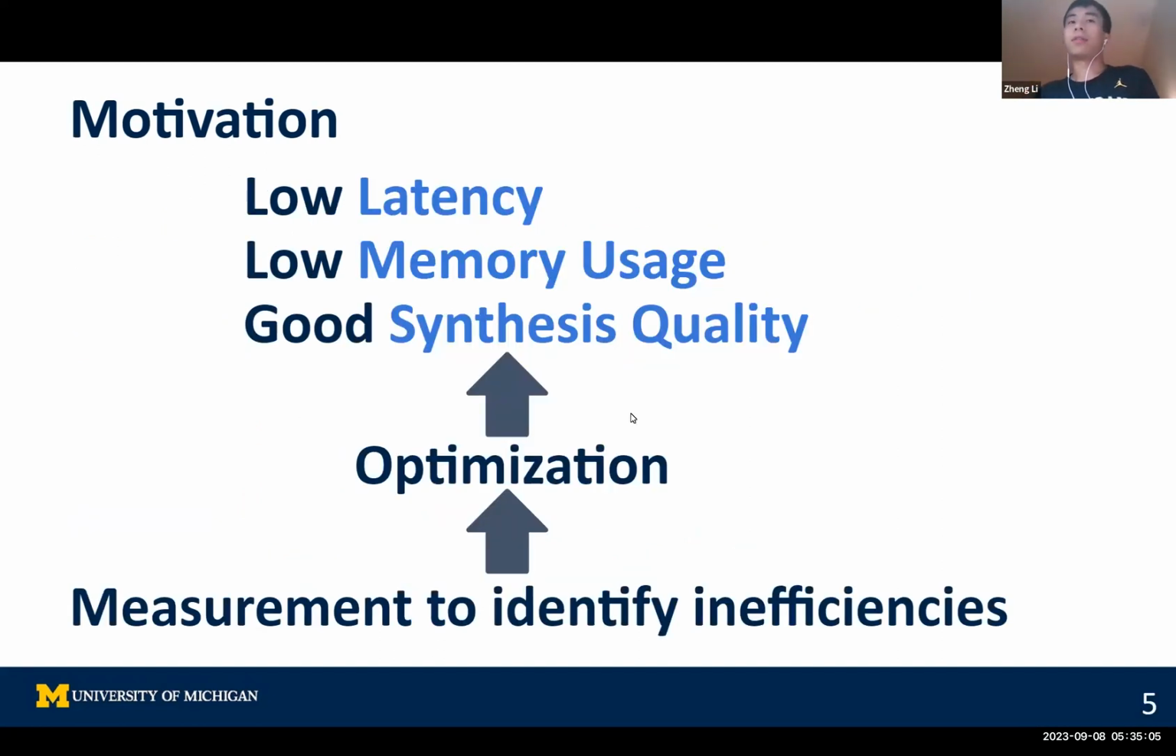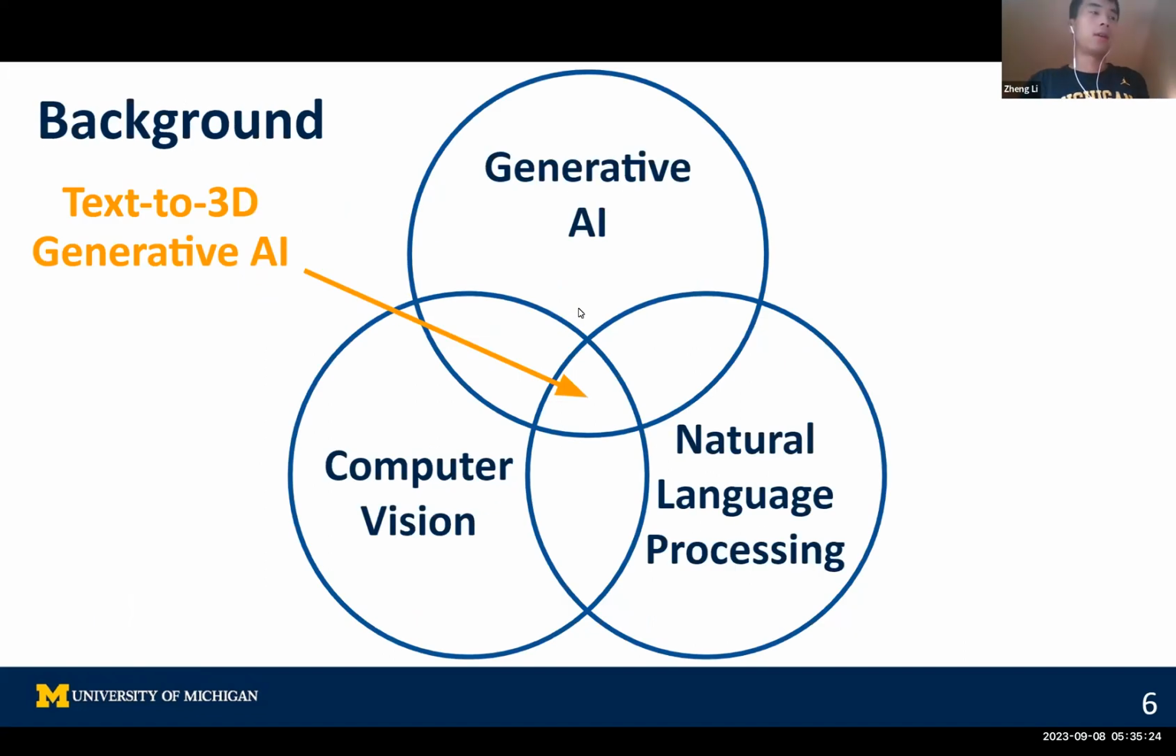In order to achieve all these goals, we need to do some optimization. But before we do the optimization, we need to do some measurement to help us identify the most inefficient components of this text-to-3D generative AI, so that we can focus on these aspects and optimize them in order to optimize the whole model. Before I talk about the measurement, I'd like to briefly introduce the background of text-to-3D generative AI.